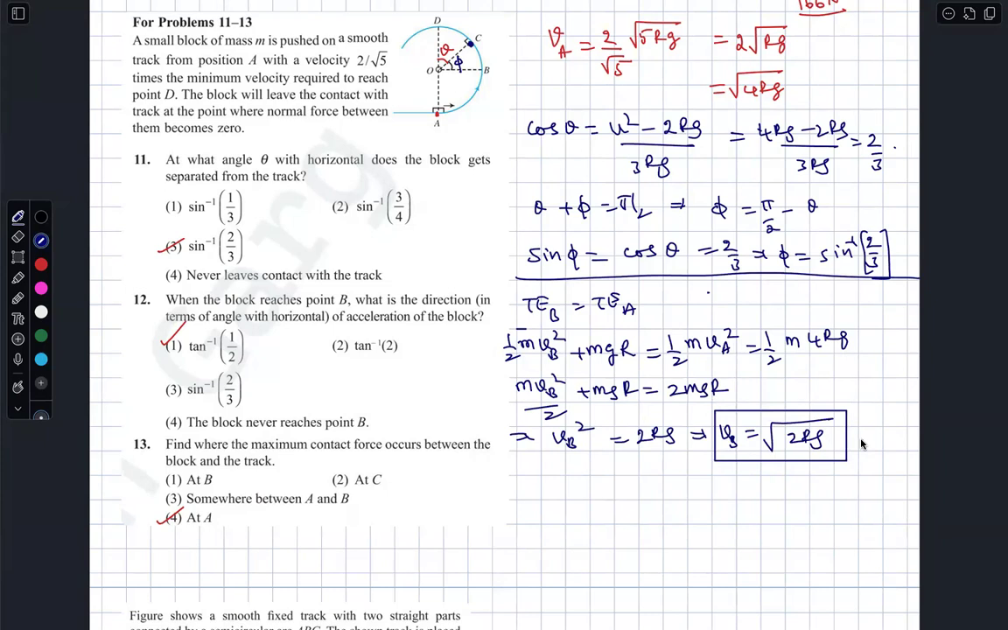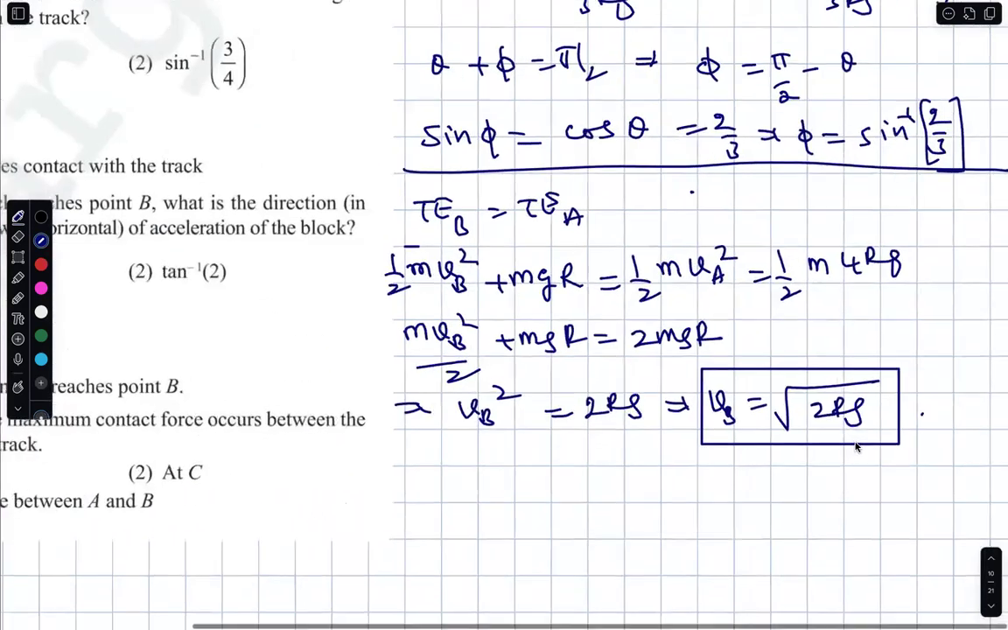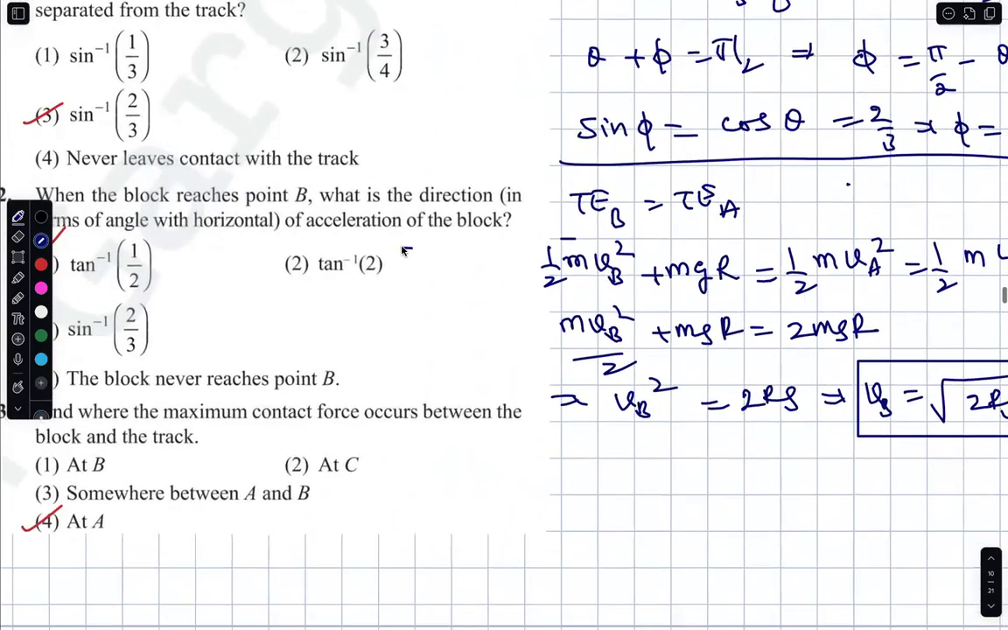VB is equal to root 2RG. No one asked you VB actually. The problem is at point B, it is having two accelerations. One acceleration is VB square by R. Another acceleration is G.